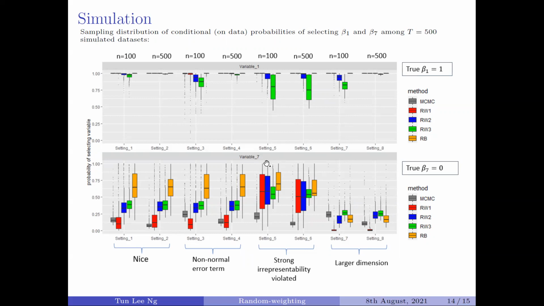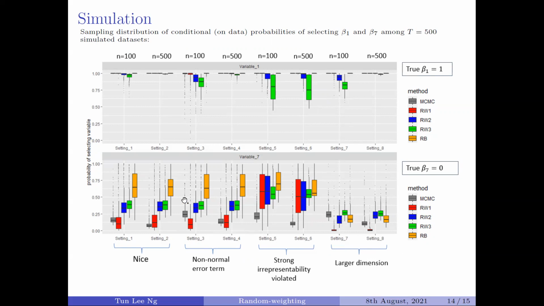But if we look at the seventh variable, whose true value is actually 0, then ideally we want all the methods to discard this variable. So we want all the box plots to be as close to 0 as possible. In this case, we can see that usually the first random weighting scheme and the MCMC have the smallest probability of selecting variable 7. In some cases, for example in settings 3 and 4 with the non-normal error term, the first weighting scheme is outperforming MCMC. The same can be said for settings 7 and 8, which have larger dimension.